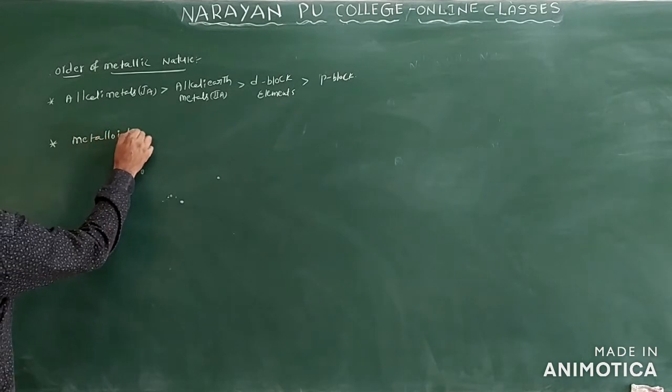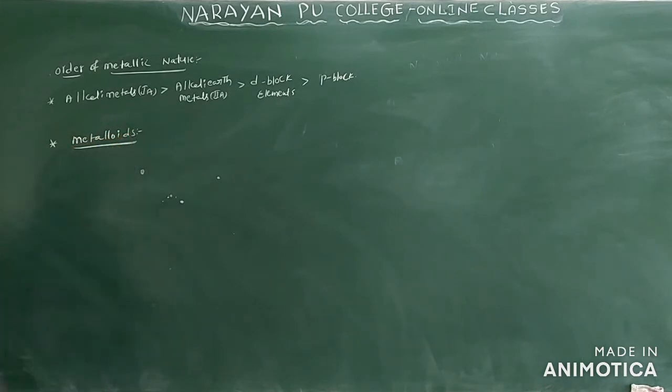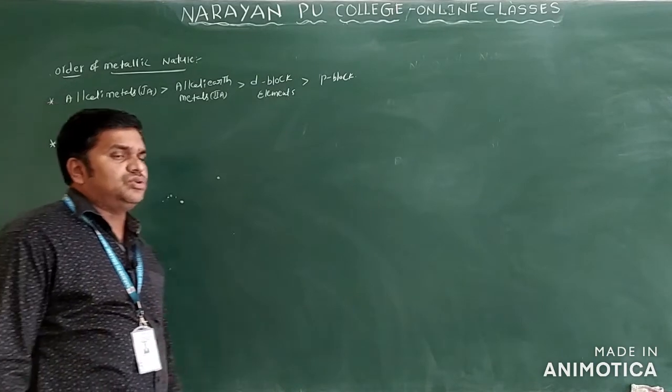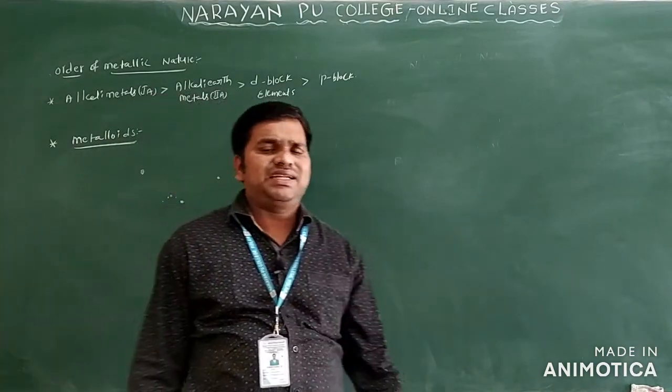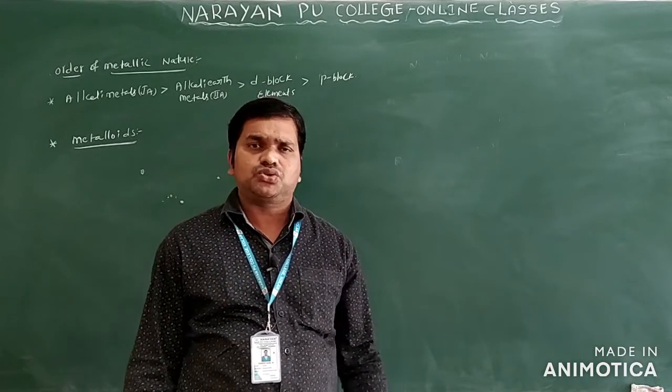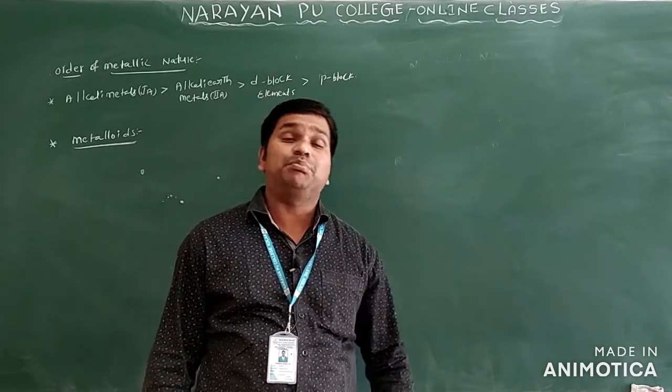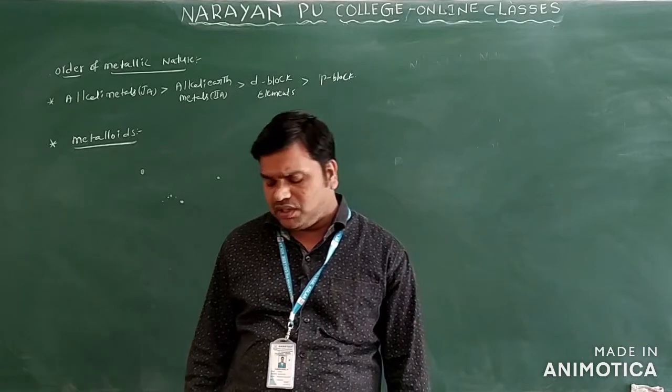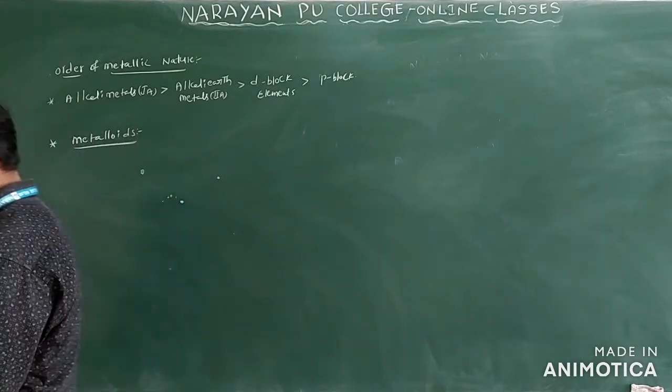So what are metalloids? Metalloids are the elements which show both metallic nature and non-metallic nature, or you can say the elements which show both acidic nature and basic nature. Those are what we call metalloids only.